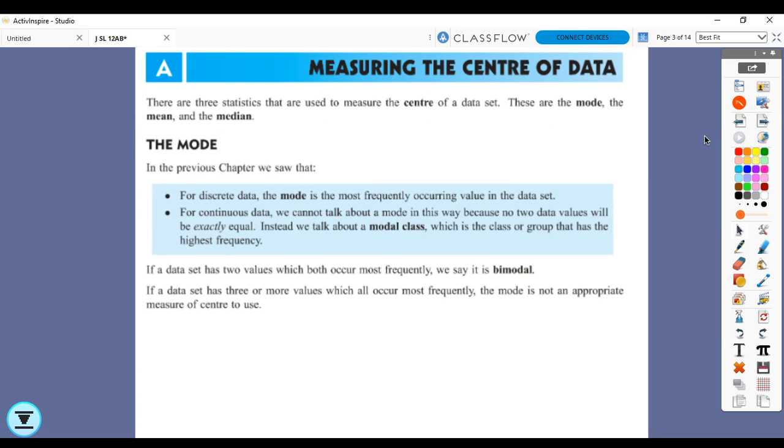A is all about measuring the center. The mode can be a measurement of the center, especially for discrete data. The mode is the most frequently occurring value. If it's continuous data, we talk about the modal class, that range of values that occurs most often. If there are two modes, it's called bimodal.